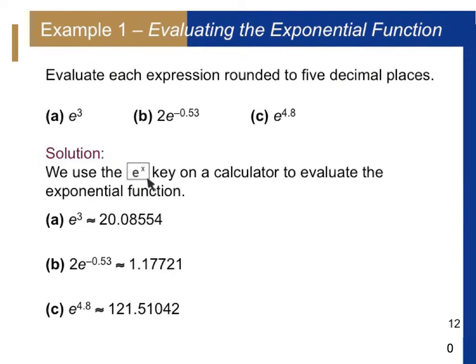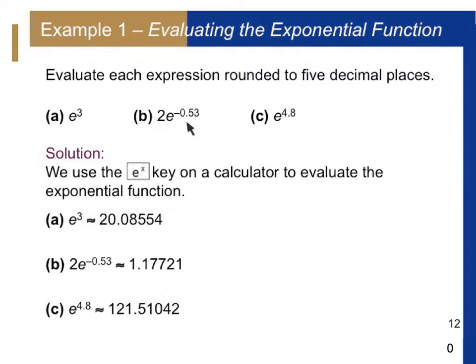So if you see your e to the x key on your calculator, you can put in the exponent, then just press e to the x and it'll give that. If we're looking at estimating e to the third power using a calculator, we would just type in 3 and then hit that key. And then we can see it's about 20.08554.